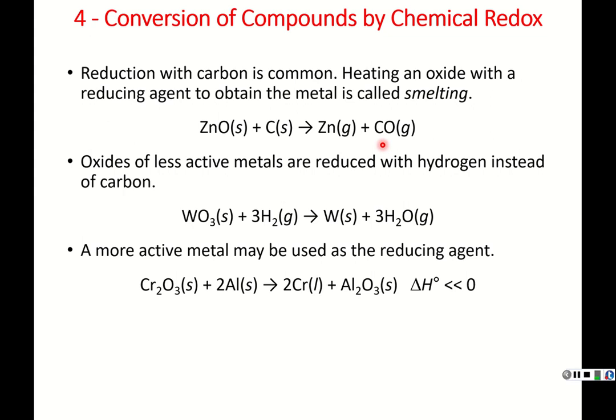Oxides of less active metals can be reduced with hydrogen instead of carbon. So in this case, tungsten oxide with hydrogen goes to tungsten metal plus water. A more active metal may be used as a reducing agent as well, so you can get kind of a displacement reaction. So in this case, chromium oxide mixed with aluminum, you'll get chromium plus aluminum oxide.